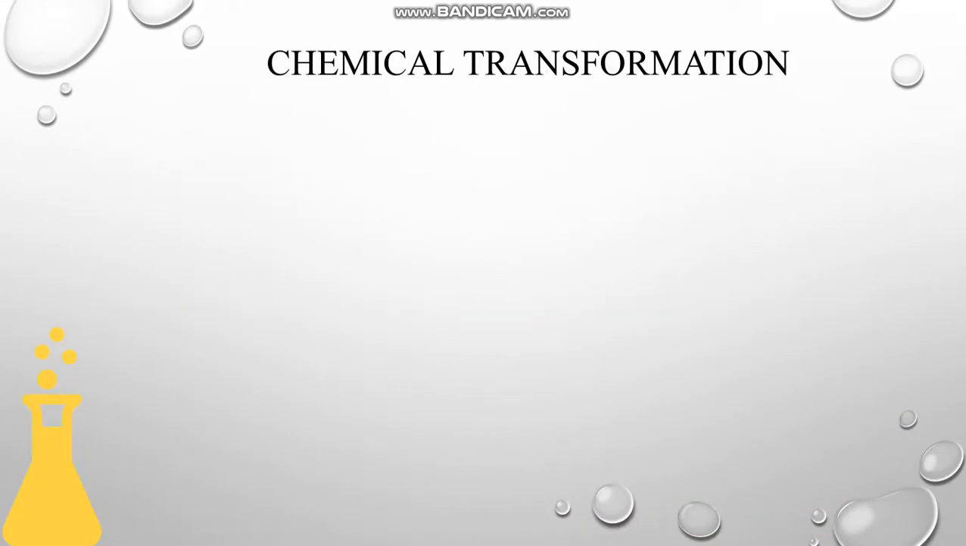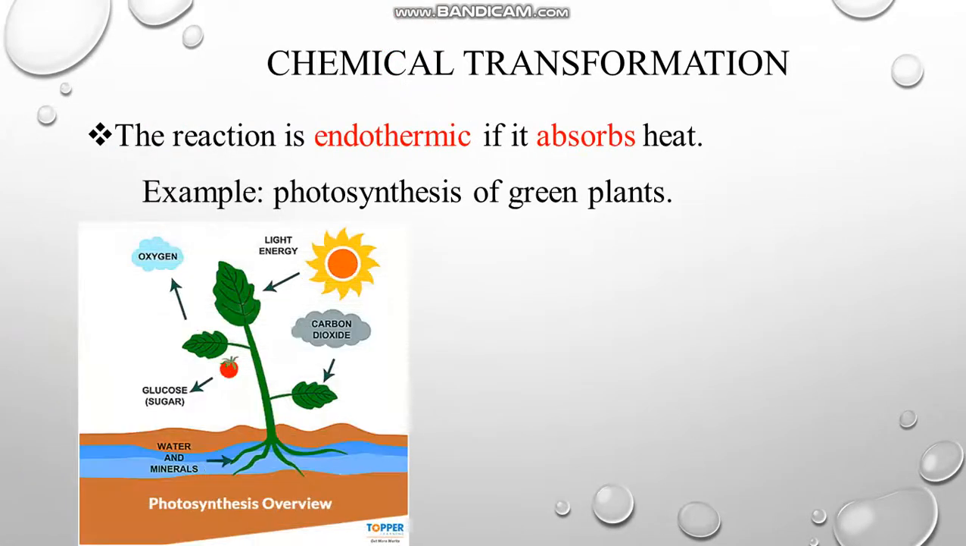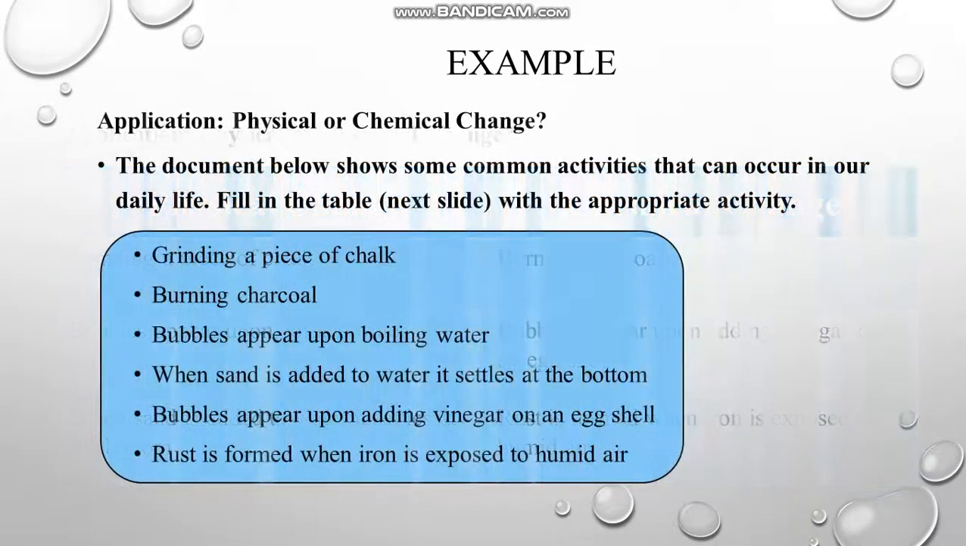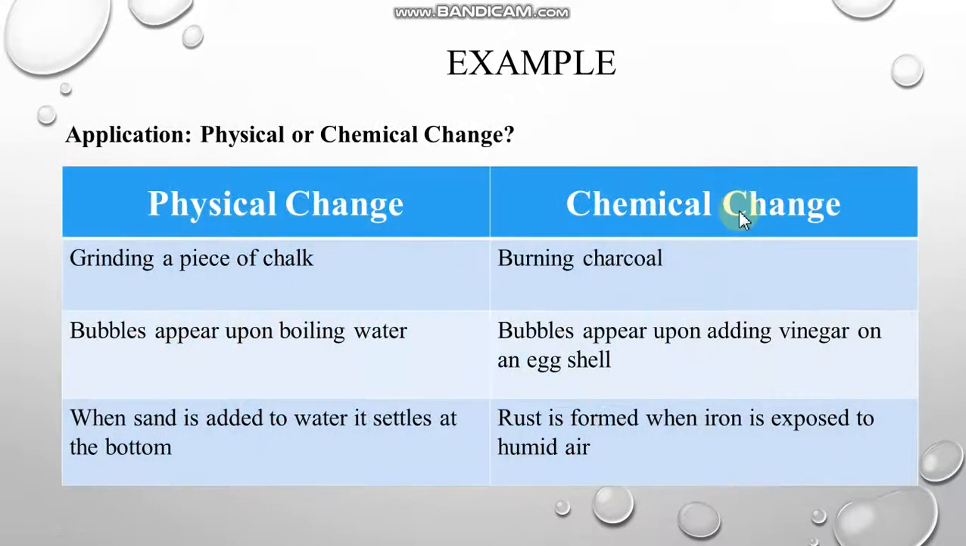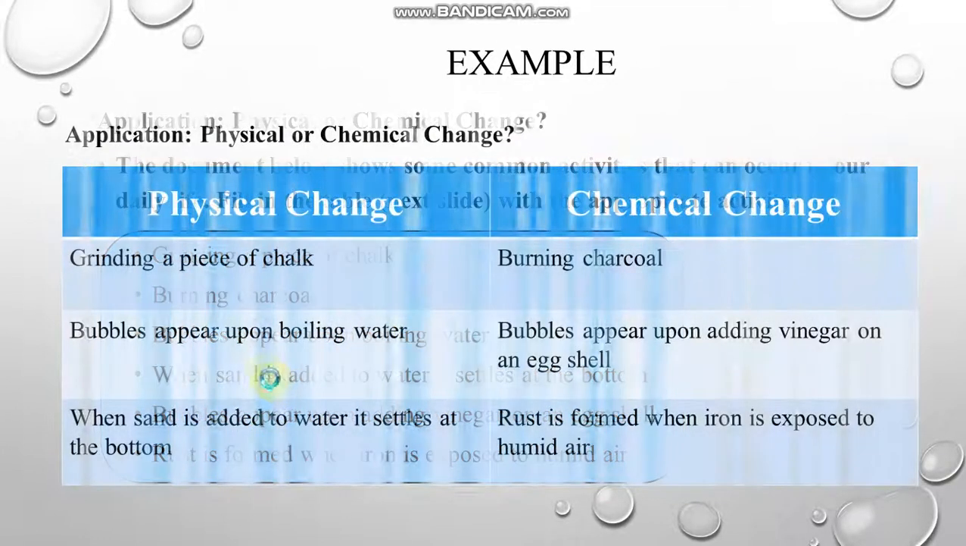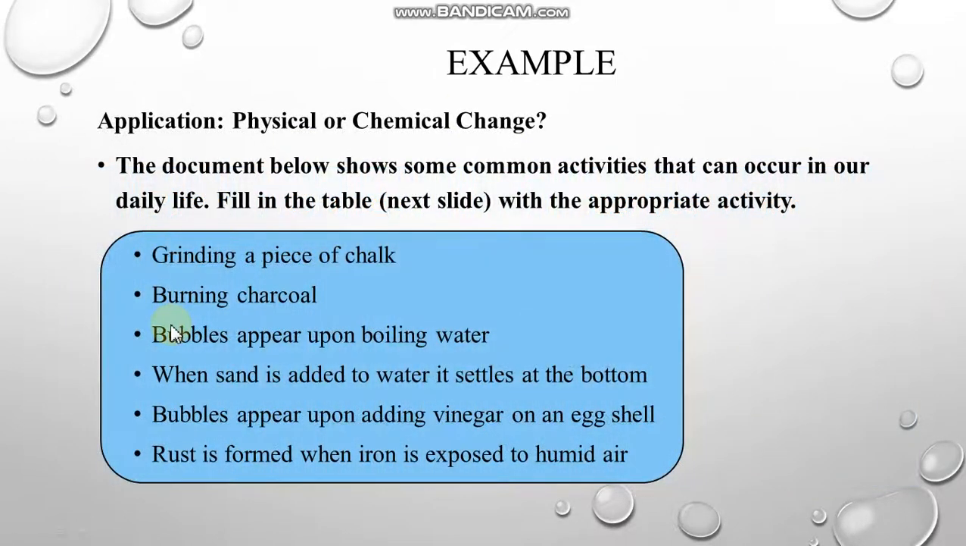طيب الشي اللي بدنا كمان نحكي اليوم، هدول بعدين رح نمرق عليهم على رواق. We are going to take some examples of physical and chemical change. The document below shows some common activities that can occur in our daily life. Fill in the table in the next slide with the appropriate activity. في عنا table بالnext slide فيها physical change and chemical change, and we are going to classify these statements into physical and chemical changes.